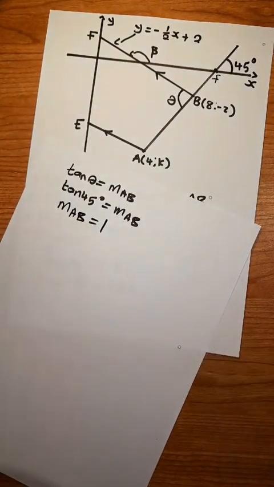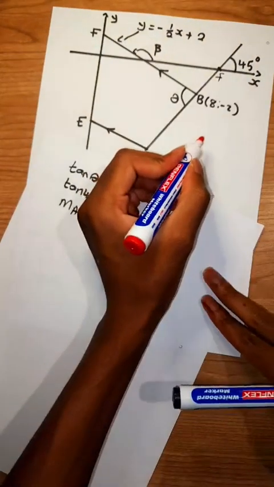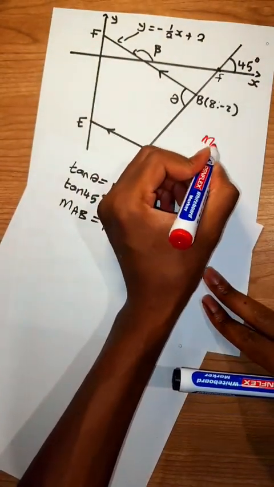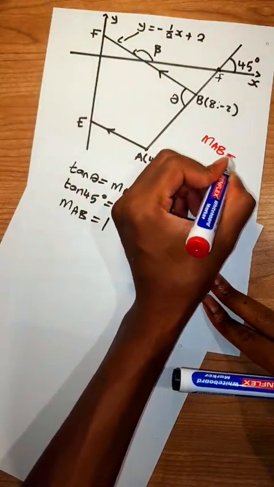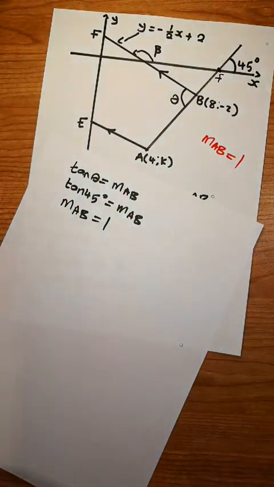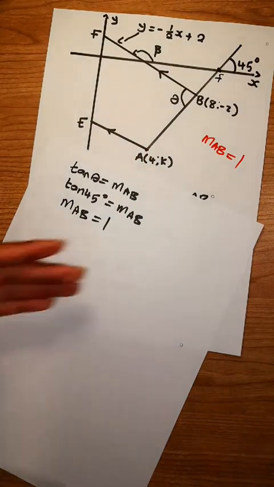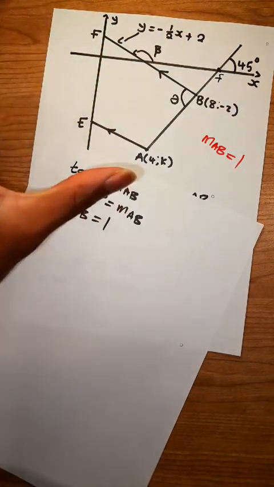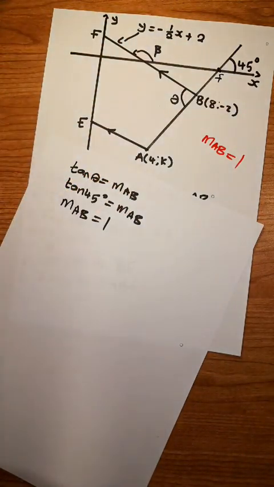Let me show you something important that I'm going to do. Something magical. This is what I'm going to do. I'm going to add the information that the gradient of AB is 1. Guys, let me tell you something. On Euclidean geometry, analytical geometry, writing the information on the diagram is extremely important for you on how you're going to answer the last question.